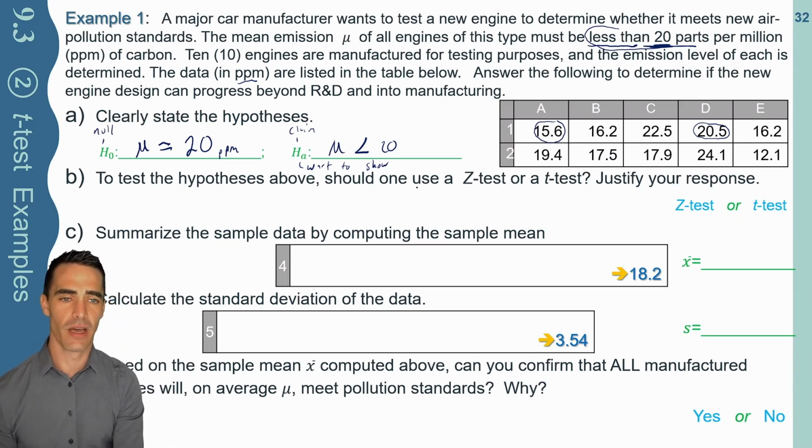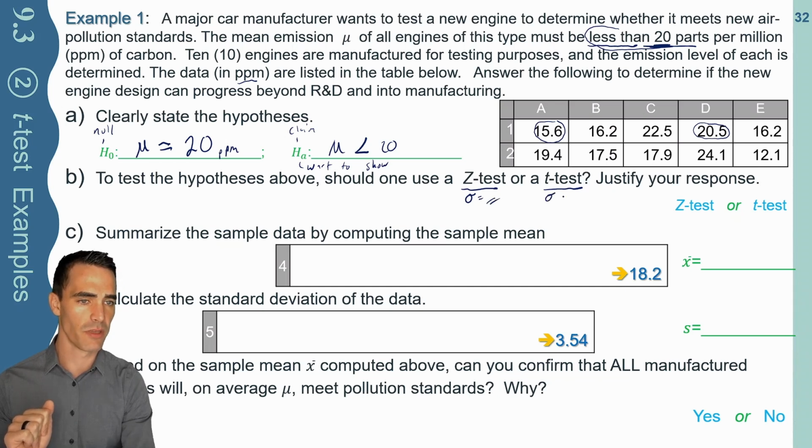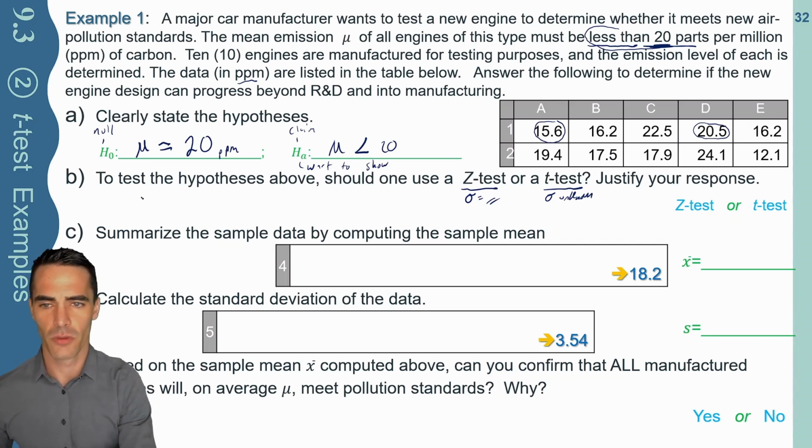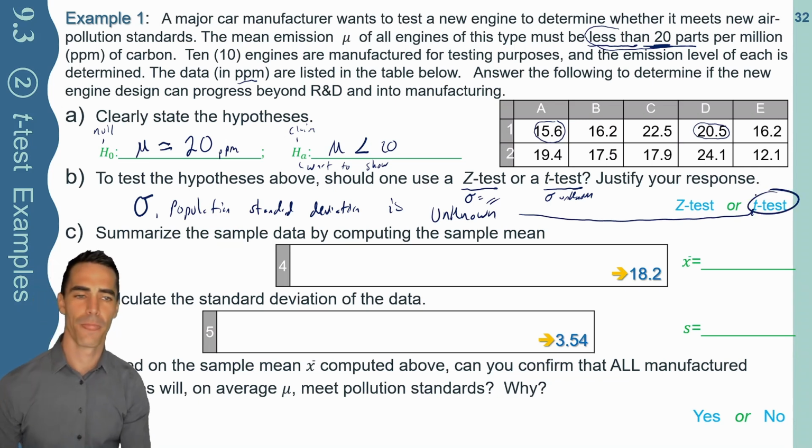To test the hypothesis above, should one use a Z or a T test to justify your response? You'll remember that the distinction between these is just population standard deviation is known versus population standard deviation is unknown. As you go up top and you start to read the example, we'll say population standard deviation is unknown. And so it's going to require us to use a t-test. And that's the rationale, the reasoning behind it.